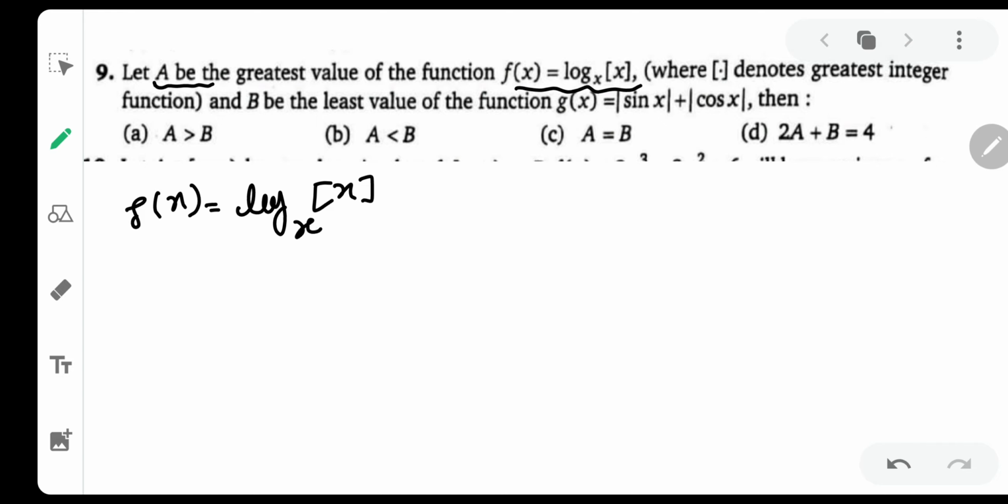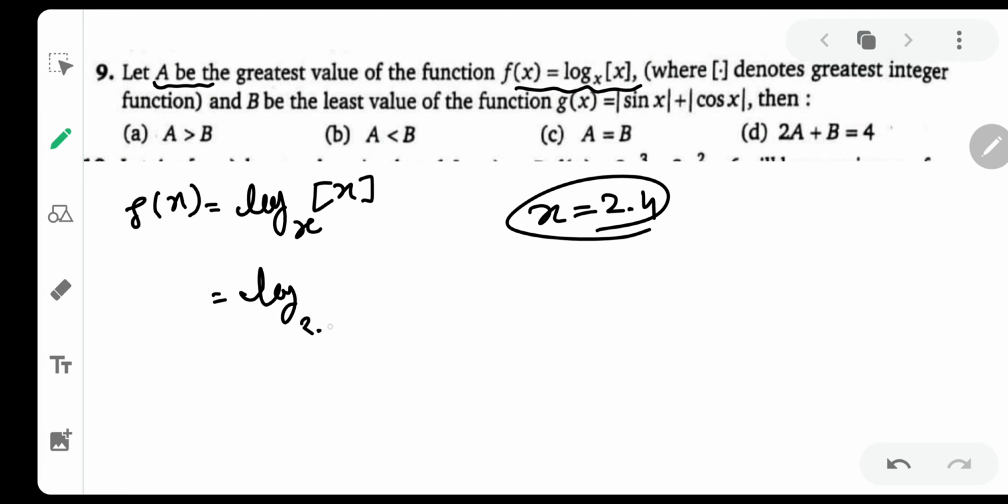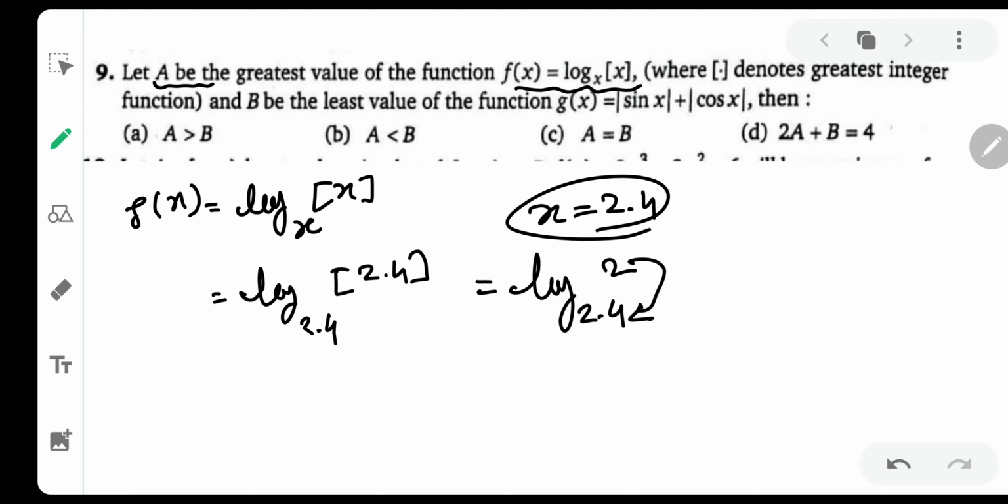Now calculating such values is very easy. Let us say you take x as 2.4. So what will it be? Log of 2.4 and this greatest integer will be something like this. So what will it be? 2.4. So definitely this 2 is lesser than 2.4. So the answer for this particular function is going to be less than 1.